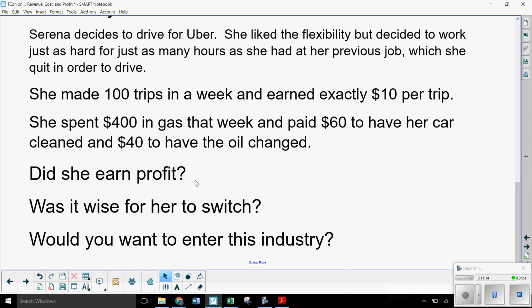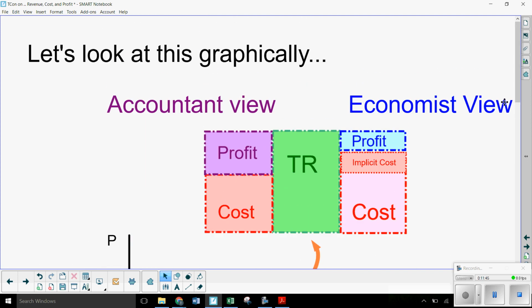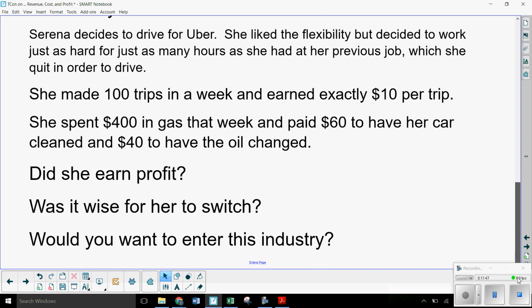Now, did she earn profit? Yes, by both the economic and the accounting standard. Was it wise for her to switch? In this case, yes, it was, for sure. She actually earned more profit than she could have earned in wages from her other job. Right? Her economic profit was bigger than normal. Okay. Would you want to enter this industry under these circumstances? If you had the same job Serena had, then you would. And because of the positive economic profit, this blue box up here, we would see that people would want to enter into that industry.